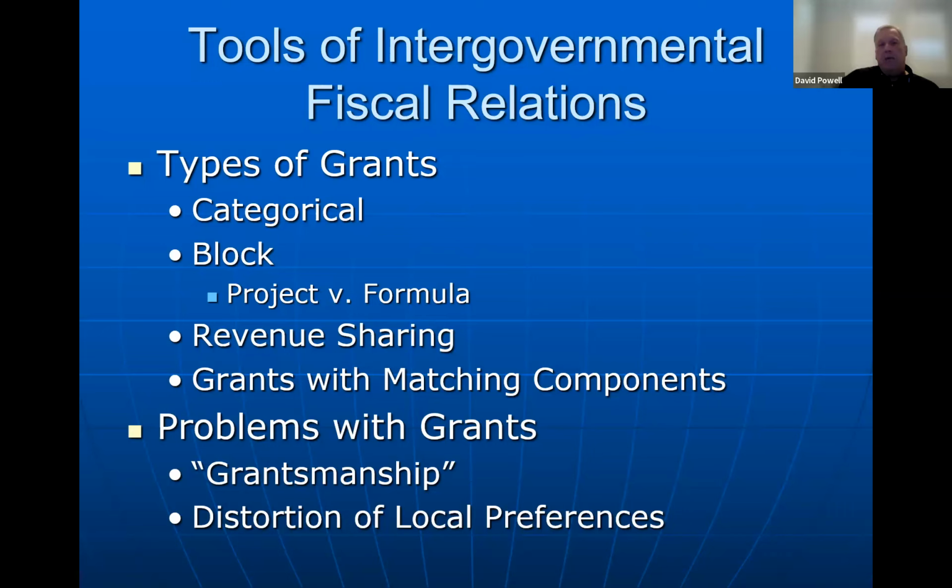A great example of block grants came with welfare reform in the mid-1990s. With the Personal Responsibility and Work Opportunity Reconciliation Act, otherwise known as welfare reform, we took a categorical grant, Aid to Families with Dependent Children, AFDC, and we replaced that very specific categorical grant with a block grant known as Temporary Assistance to Needy Families. With those block grants, state governments could take that money and use it in a variety of different ways in order to reduce their welfare rolls. The ultimate goal was to move people from welfare into work.